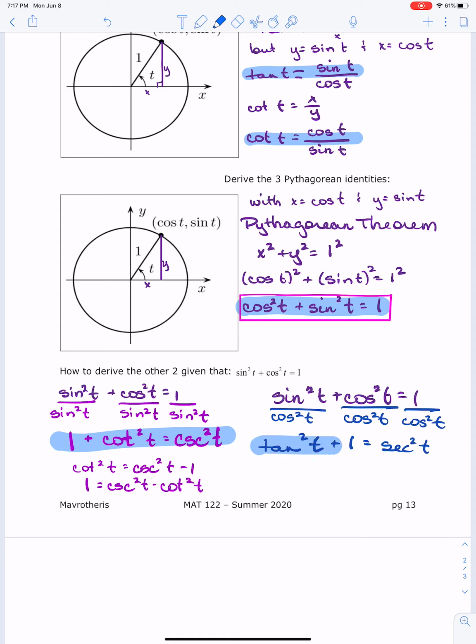That is our other Pythagorean identity. Again, we can move things around. 1 equals secant squared t minus tangent squared t. We can have tangent squared t equals secant squared t minus 1. Different versions of the same thing.